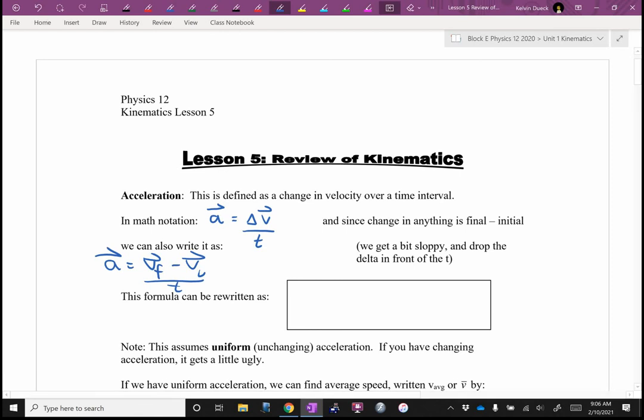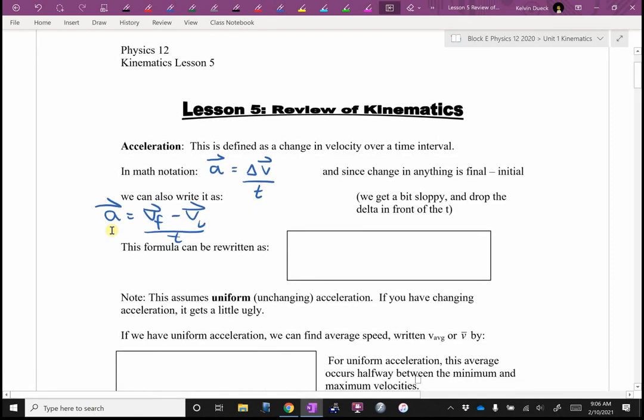Then we rewrote this last year to get the VF by itself. We multiplied the T over, and then we ended up with VF equals VI plus AT. And I gave you that one on your formula sheet again this year, yes? That's also my way of saying all of you, make sure you know where it is. So we're on the front page of your formula sheet under kinematics. I think that's the first one I put on there, VF equals VI plus AT. Remember that one? Okay. We're going to have to be a bit more careful this year because vectors, but okay.